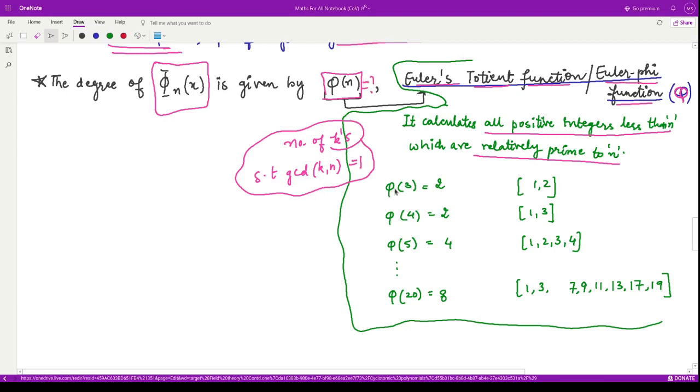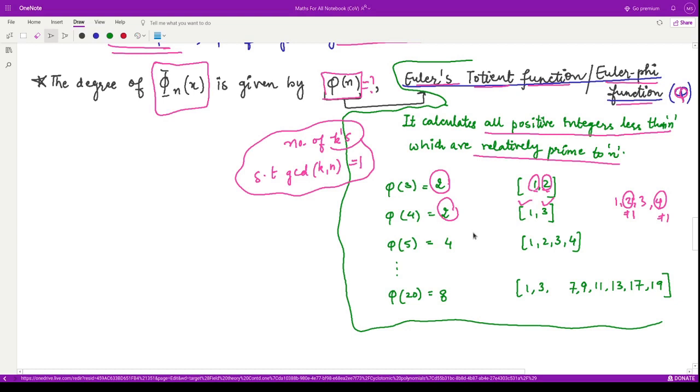For example, we are calculating phi of 3. So the numbers 1 and 2 are relatively prime to 3, right? 3 is not counted because the GCD of 3 with 3 itself is equal to 3 and it is not equal to 1. So the only numbers that we have are 1 and 2. So counting them, it gives me 2. So phi of 3 is 2. Phi of 4 is again 2 because the numbers less than or equal to 4 are 1, 2, 3 and 4. But the GCD of 2 with 4 is 2, which is not equal to 1. And the GCD of 4 with 4 is equal to 4, which is not equal to 1. Therefore, we have only 1 and 3.